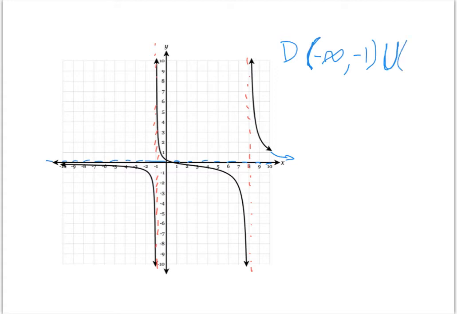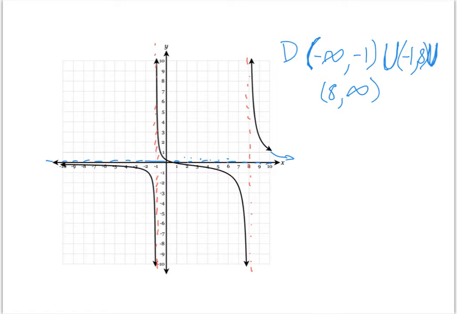And that's going to go from -1. And we're going to go all the way up until we get to the next vertical asymptote, which is at 8. And then we're going to have another union. And my last interval is going to be from 8 to infinity.